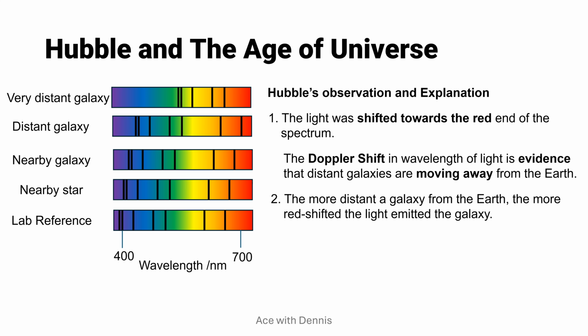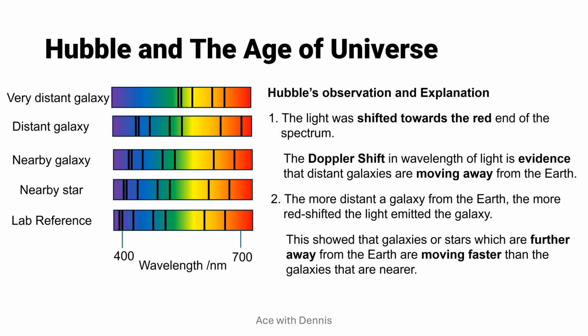The second point is the more distant a galaxy is from the Earth, the more red-shifted the light emitted by the galaxy. This shows that galaxies or stars which are further away from the Earth are moving faster than the galaxies that are nearer.